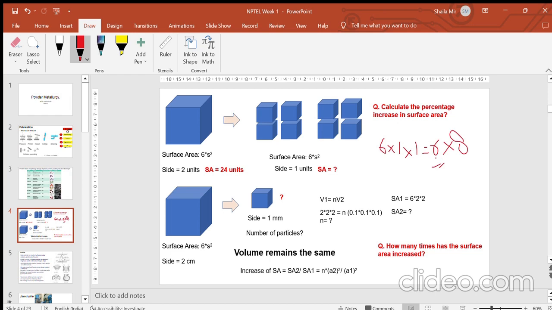So you have to calculate the percentage increase in the surface area. You can take 1 minute, and if somebody out of you wants to solve it, please let me know.